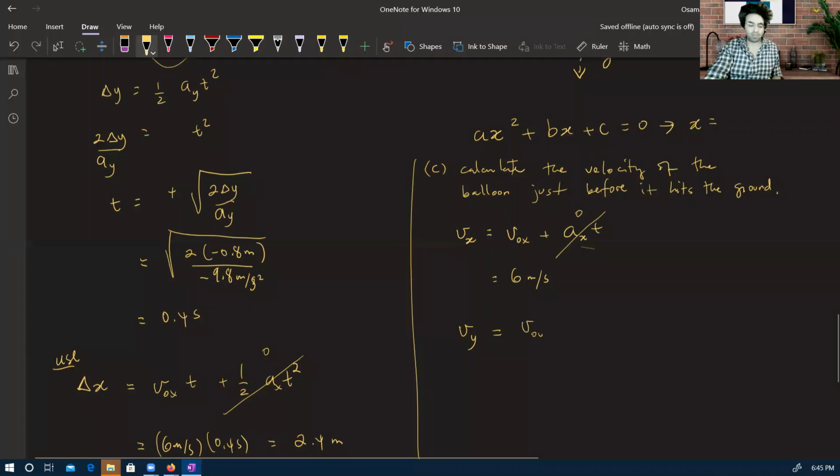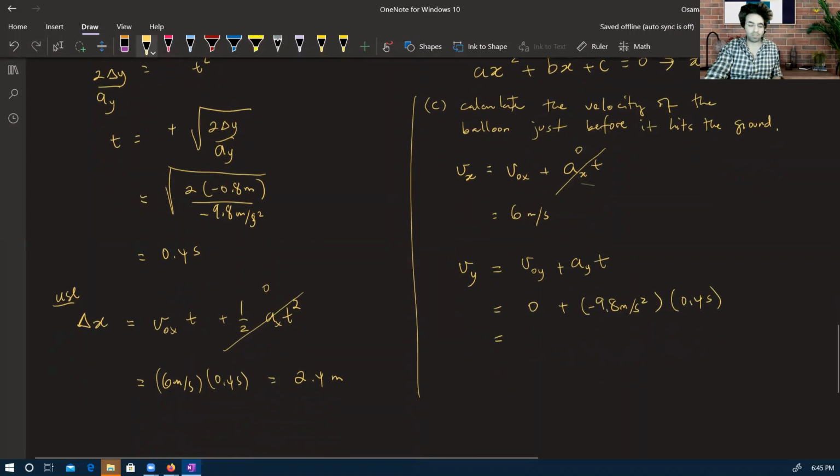Well, again, I can use the same equation because now I know everything in the Y direction except for the final velocity. Initially it was dropped, so there was nothing here, but the acceleration was given, 9.8 meters per second squared, times the time, which we found was 0.404 seconds. So we can plug that in and find what the final velocity is. Suppose I multiply this through and I get something like 3.92 meters per second.